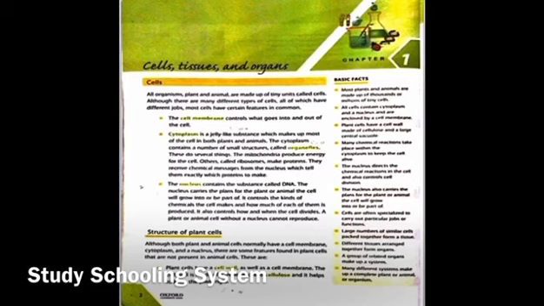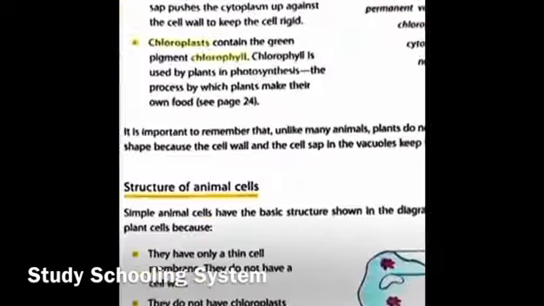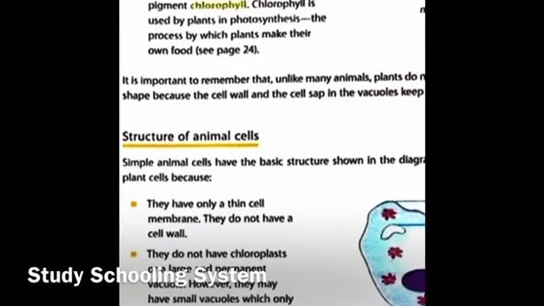The cell wall is made up of material called cellulose and it helps to keep the plant rigid. The vacuole is a bag-like structure in the center of the cytoplasm. It takes up most of the space inside the cell and contains a solution of sugars and salts. The solution is called cell sap. The cell sap pushes the cytoplasm up against the wall to keep the cell rigid.